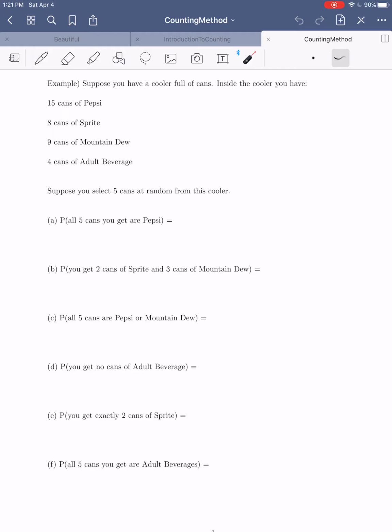First of all, what you should notice is that we are not selecting 1 can, but we're selecting 5 cans. That tells us we're doing multiple selections here. So this is an important thing to recognize, right? We're selecting 5 cans, so we're not going to just do this by simply doing the number of options here divided by the total number, because we're doing 5 different selections. So we're going to have to use that multiplication rule in this counting approach to handle this.